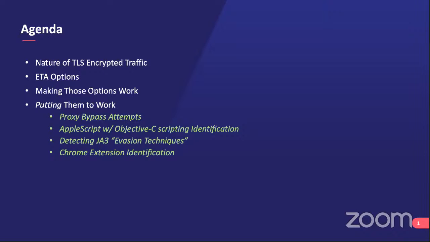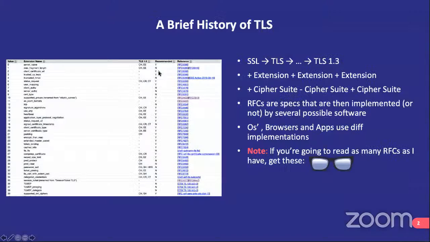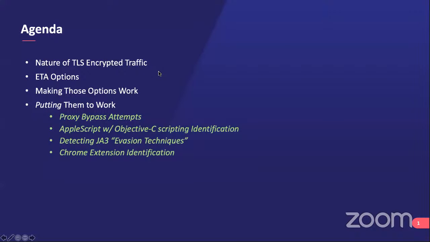And then we'll be putting them to work in real examples, such as proxy bypass attempts, AppleScript with the Cocoa library, scripting identification, detecting the JA3 evasion techniques, and then also Chrome extension identification. So looking at traffic and deciding what is a Chrome extension and what is just normal Chrome traffic.